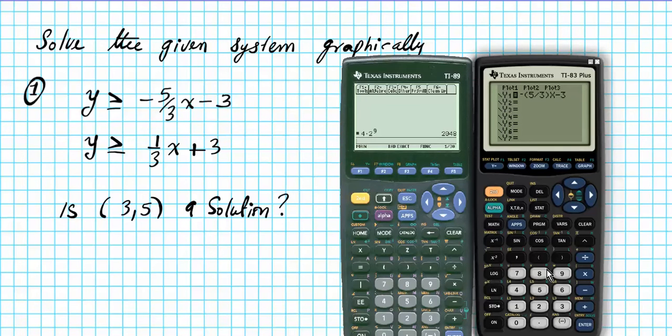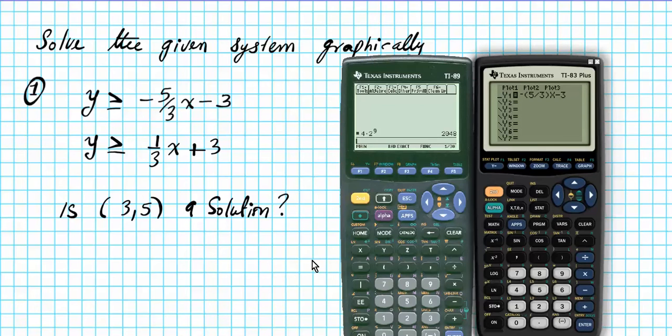Okay, you can now alter the style of the line. The first option is a line. Press enter to toggle between the different styles. The next one is a solid line. You see it's thicker than the other line. Press enter again. Now this means you shade the top.